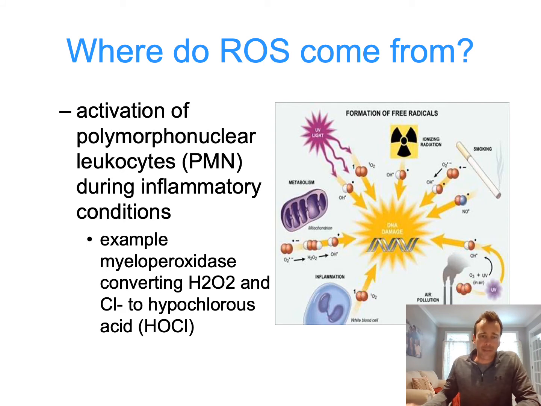As I mentioned, activation of polymorphonuclear leukocytes during inflammatory conditions can result in reactive oxygen species. So, for example, there's a peroxidase that converts hydrogen peroxide, H2O2, and chloride ions to hypochlorous acid.